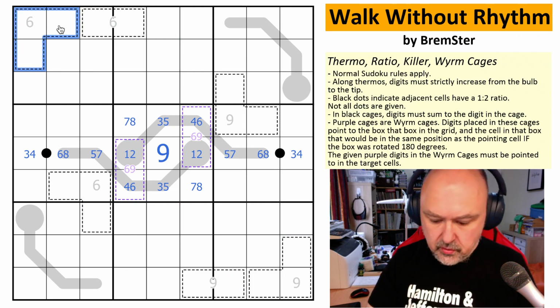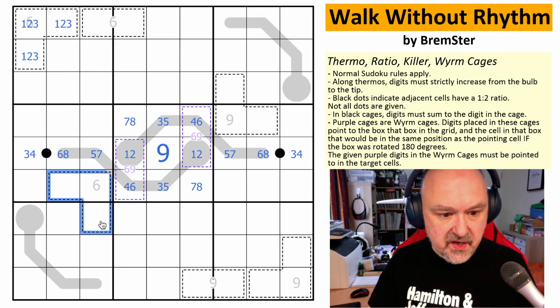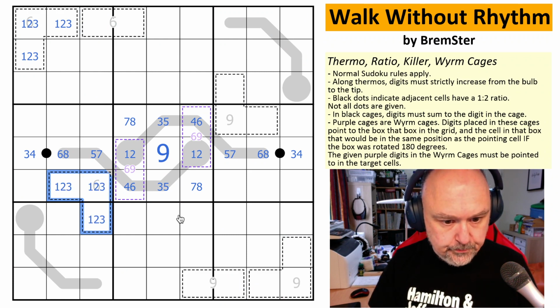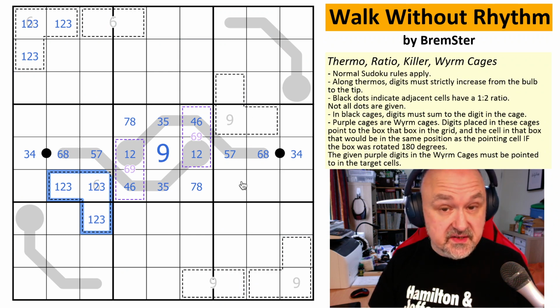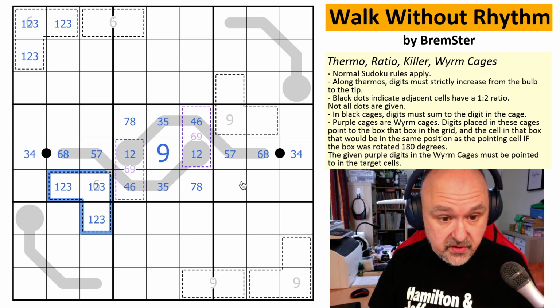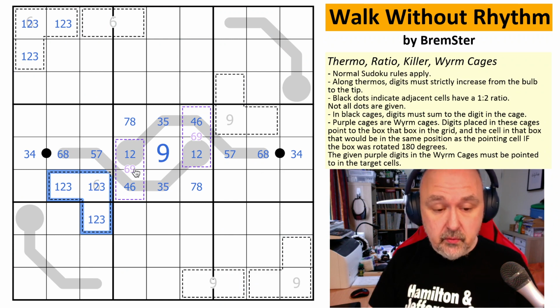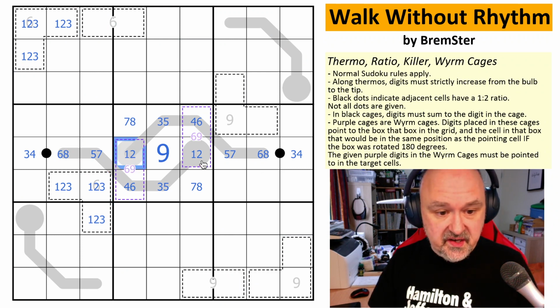Up here, we've got 1, 2, 3 in a 6 cage, and we've got 1, 2, 3 in a 6 cage. I have not done this puzzle in a long time, so I do not remember how it works. But I think this is where the trick can come in.